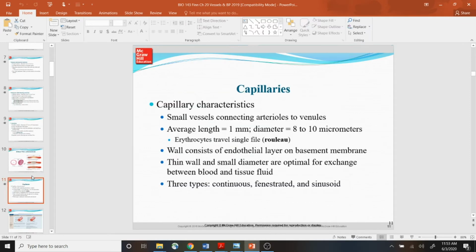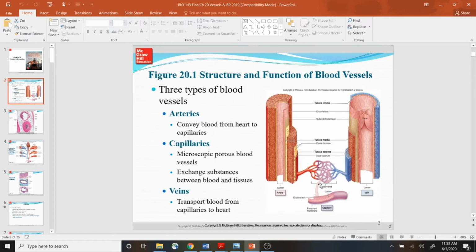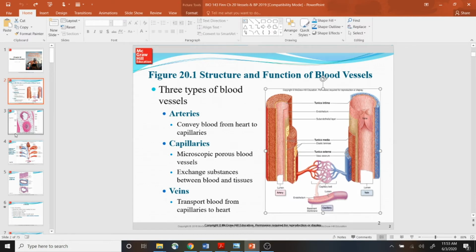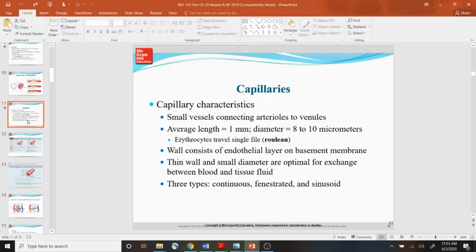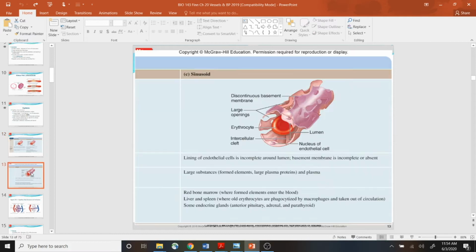Now, capillaries are the smallest blood vessels connecting arterioles to venules, and we started off with that at the beginning of class, right? You can see, beginning of this video, there it is, connecting arterioles, that's an arteriole, to a venule, and they're important in terms of having the ability to exchange substances between the blood and the tissue fluid. There are 3 types. You can see in table 20.2, there's continuous, there's fenestrated, and there is sinusoid.